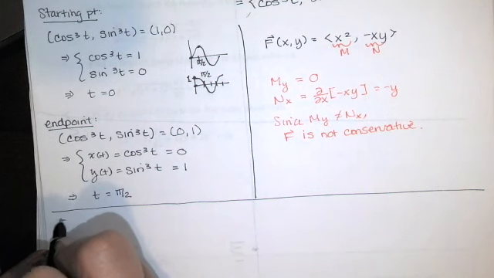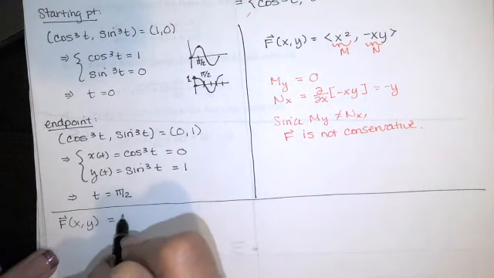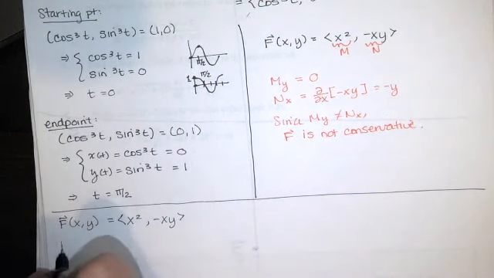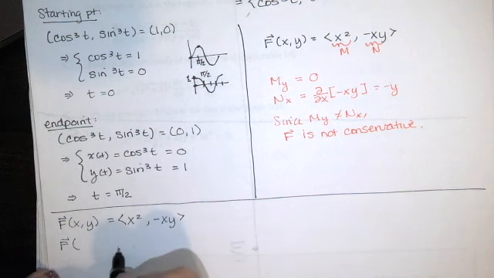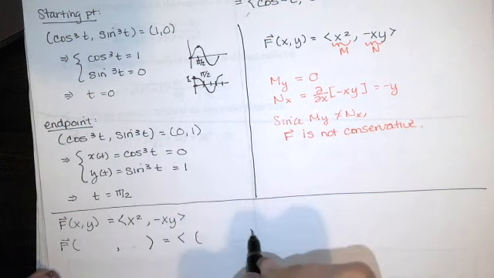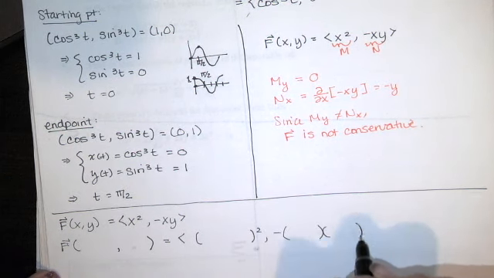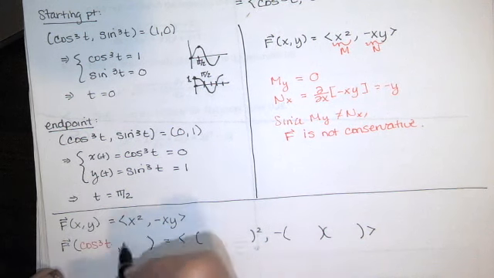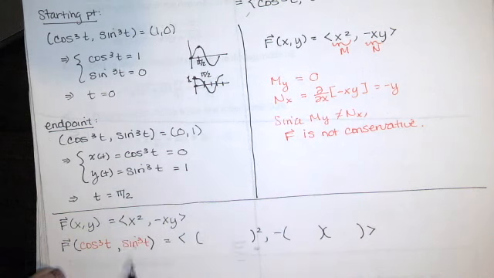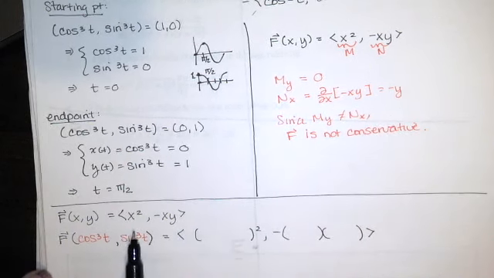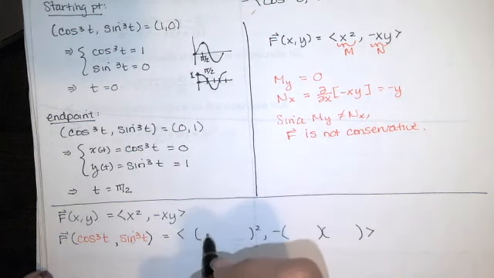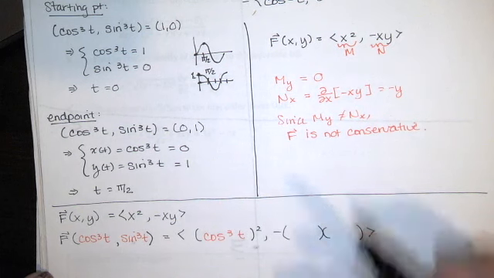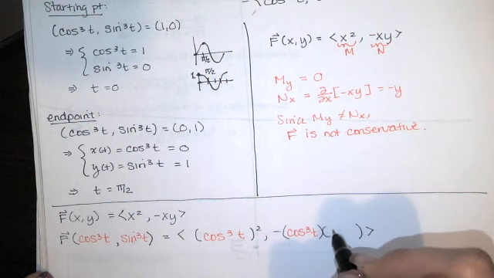So here's my field. In terms of x and y, it's x squared times i hat minus xy times j hat. Now I want that in terms of x of t and y of t. I'm just opening up some parentheses to substitute in my x and y. Remember, x of t was cosine cubed t, y of t was sine cubed t. So my x component of my field is x squared. So I'm going to substitute in this function of t right there. And my y component was negative x times y. I'll substitute that in here as well.